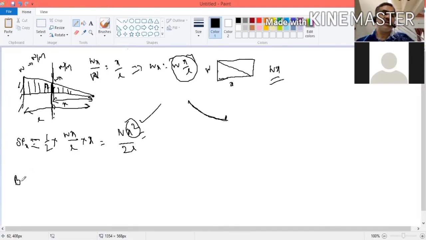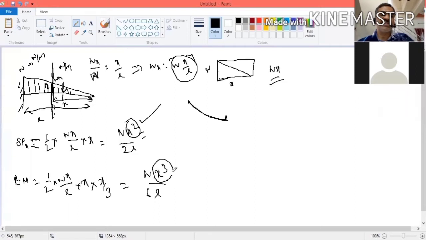Similarly, if you find the bending moment, again you have to take the bending moment on the right side. Only one load is there. The load is equal to half into Wx by L into x. This is the load multiplied by distance. The load is a uniformly varying load, so how to take the distance? This distance is x. For a triangle, the center of gravity is not exactly at the center; the distance is x by 3. Then you put x by 3. So it is W x cube by 6L. So here it is varying as a function in cubic form.